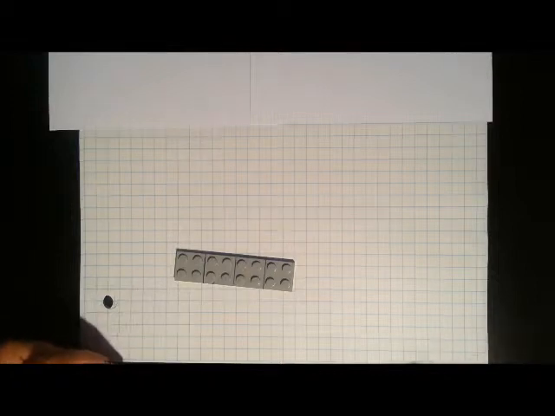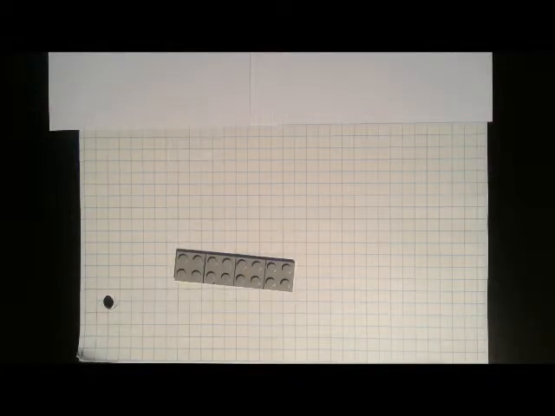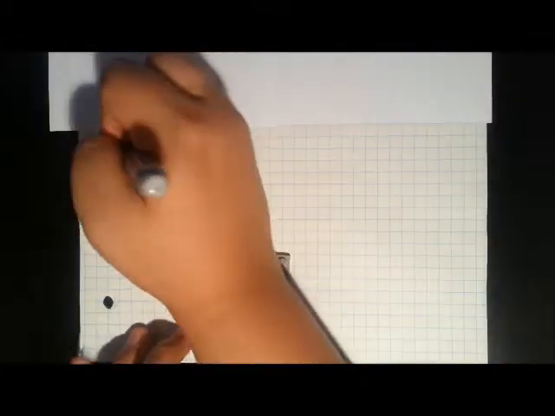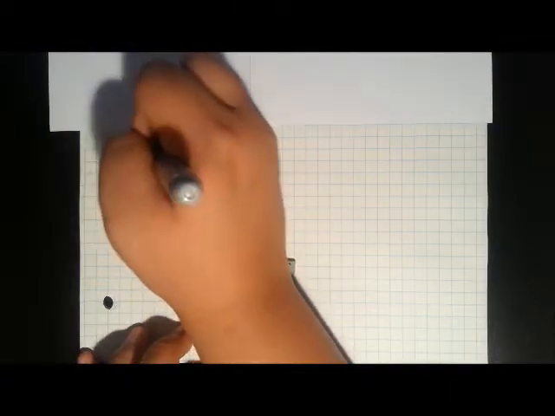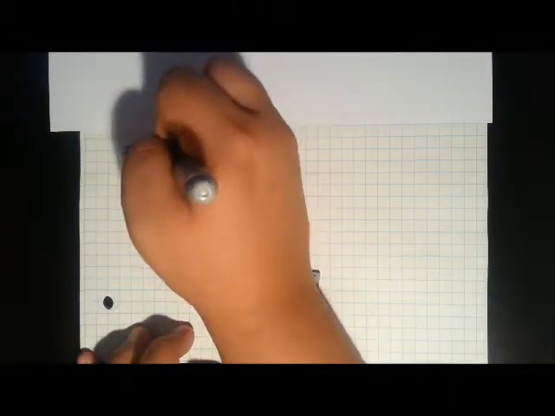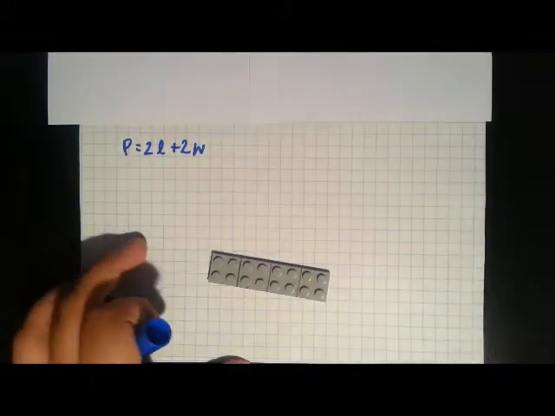Okay, for problem number 2, same thing. Find the area and the perimeter. And again, the formula for perimeter is 2 times the length plus 2 times the width. And let's go ahead and do that one first.